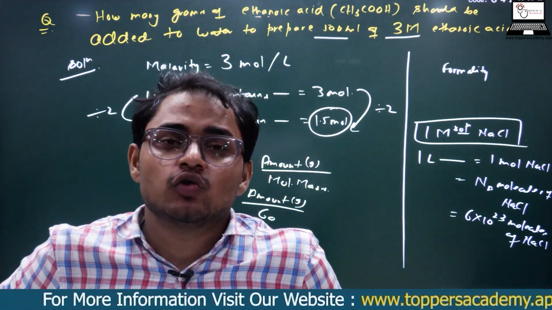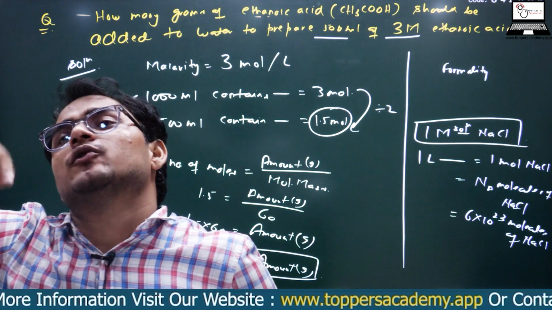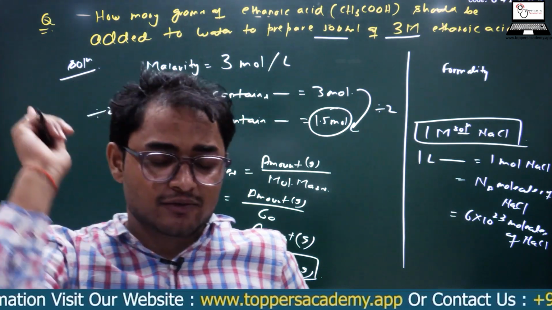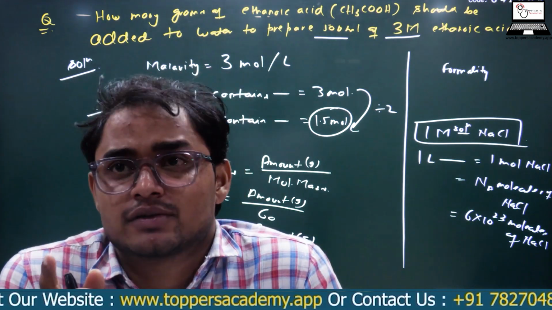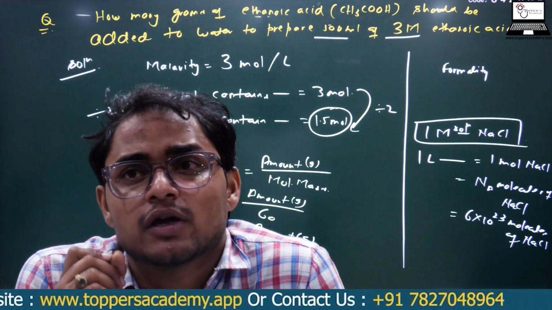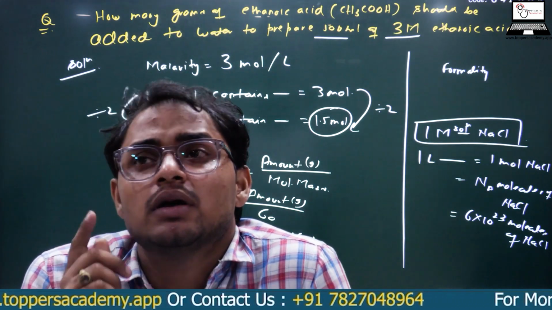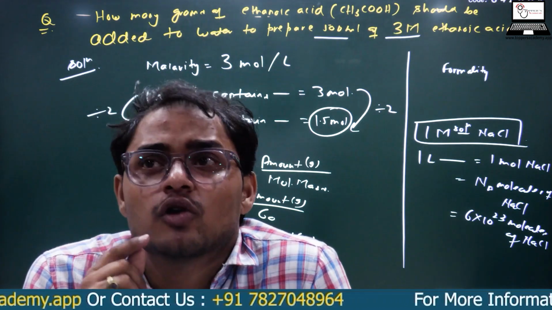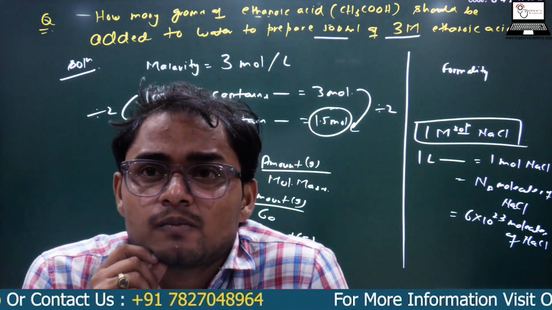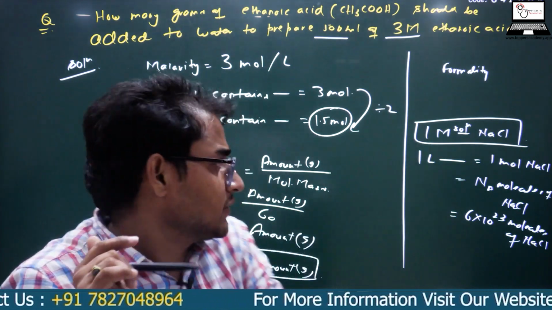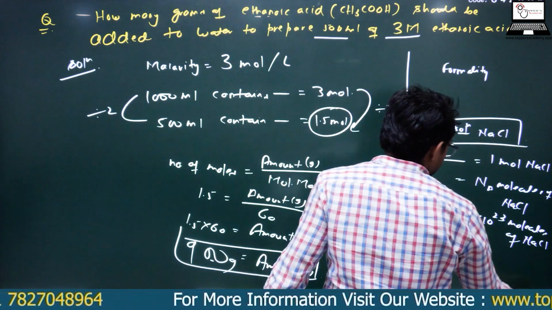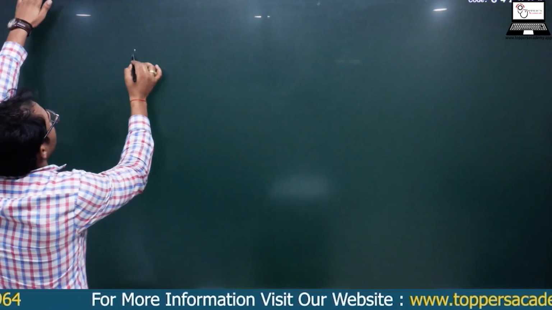Right? So you will just use the term formality for the strong electrolytes, where the solute will be a strong electrolyte. You will use the term formula mole, or formality. What is the formula for formality? Listen, my dear friends, what is the formula for formality?